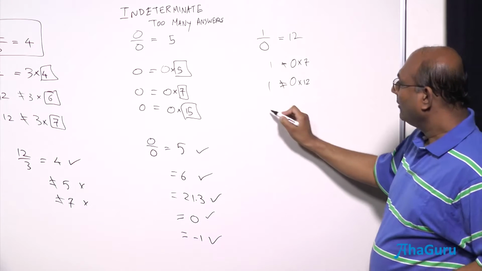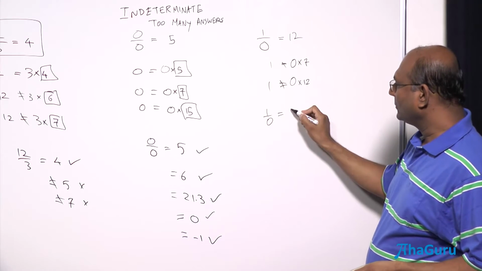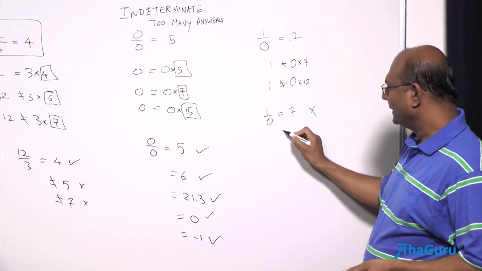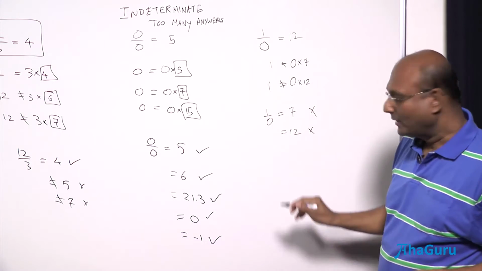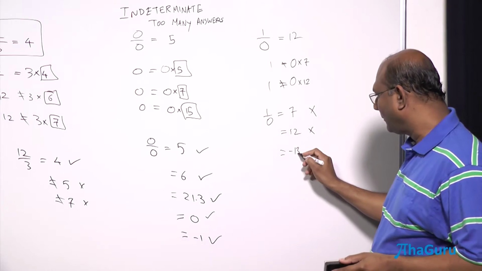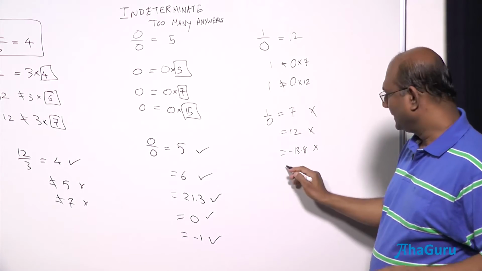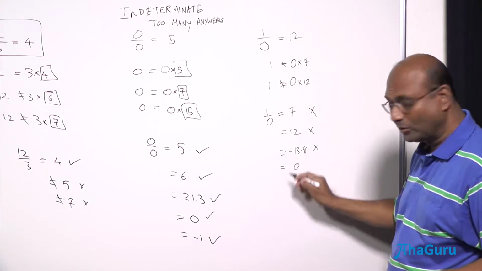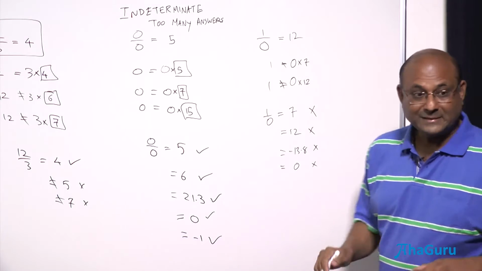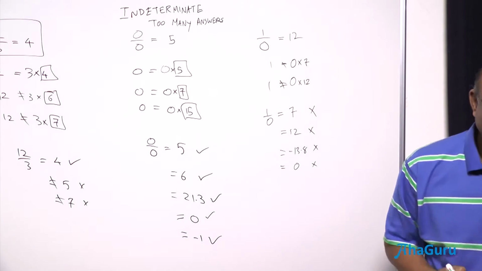So if you try 1 by 0, is it equal to 7? You are going to say no. Is it equal to 12? You are going to say no. Is it equal to minus 13.8? No. It's equal to something else. Let's try 0, 0 and 0. No. That means I never managed to find even one answer.